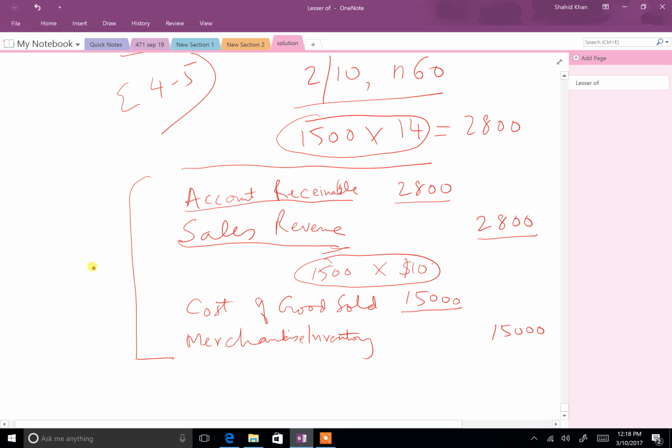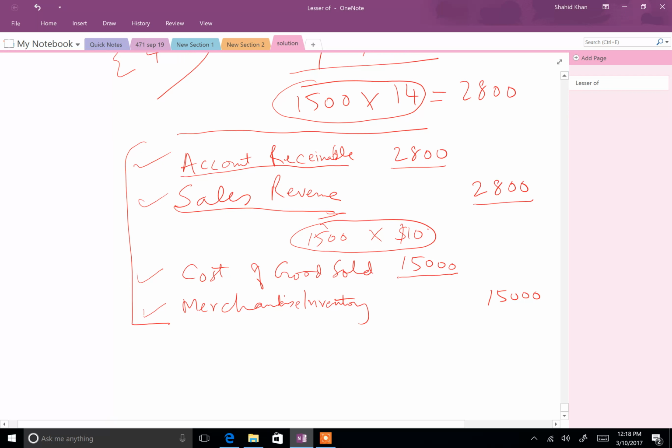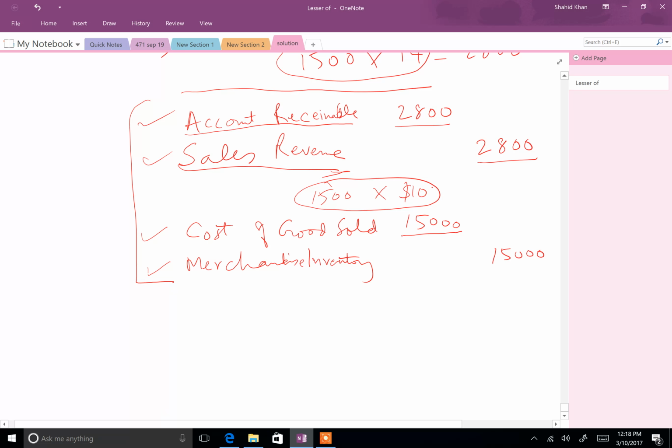So remember, in the last piece I showed you that you have to do sales revenue, credit, accounts receivable, debit, and then you also have to show the expense, right? The cost of goods sold and merchandise inventory. The reason you have to do all this is to show the money coming in and the money going out, because that's part of the earnings process. You have to clarify the whole thing.